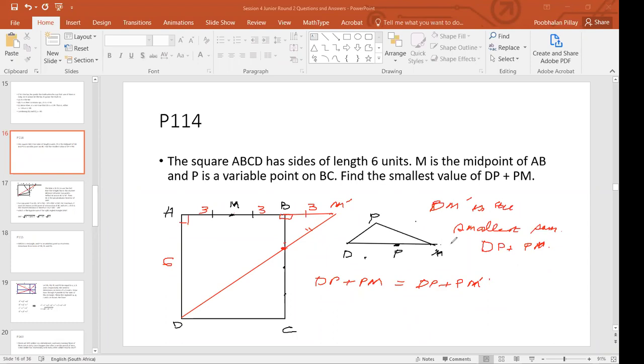So finally, we get to the answer. dm prime is equal to the square root of 6 squared plus 9 squared. And that is 36 plus 81, which is 117. So the smallest possible value of dp plus pm is square root of 117.